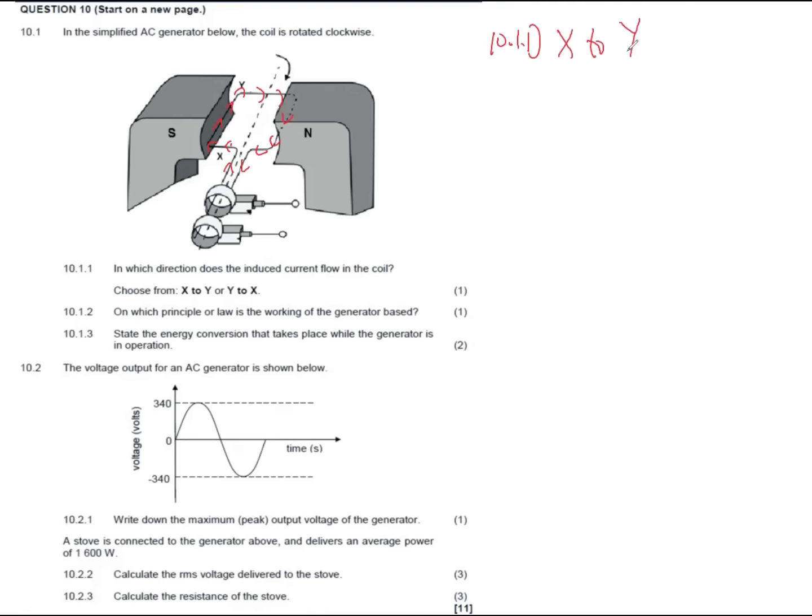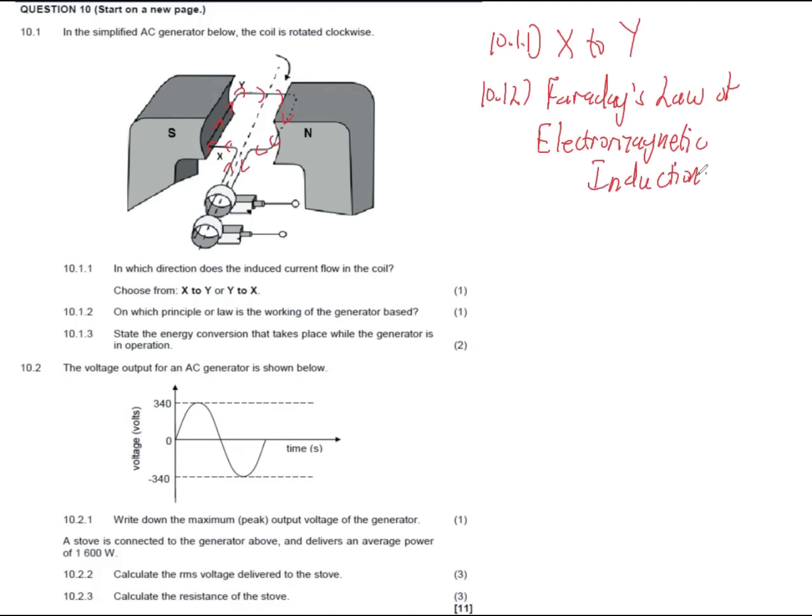So you can see that all these questions are the same, guys. Then 10.1.2, on which principle or law is the working of a generator based? It is Faraday's law of electromagnetic induction. Or you can just say Faraday's law. So this is just writing everything in full. Then 10.1.3, state the energy conversion that takes place while the generator is in operation. So we know with a generator at this point, you can even write it in your sleep. Mechanical to electrical energy.